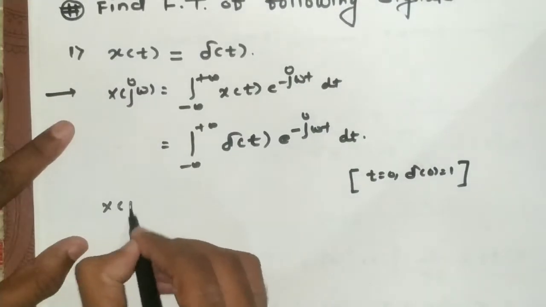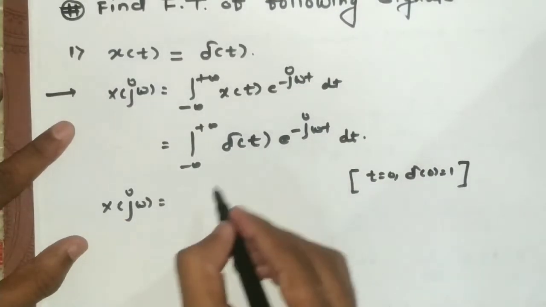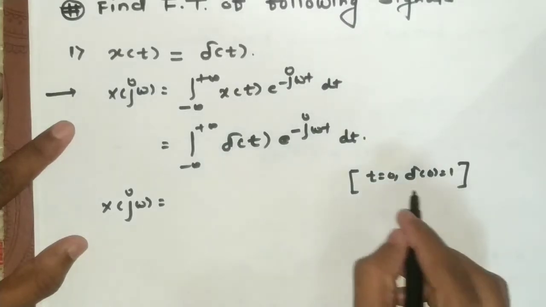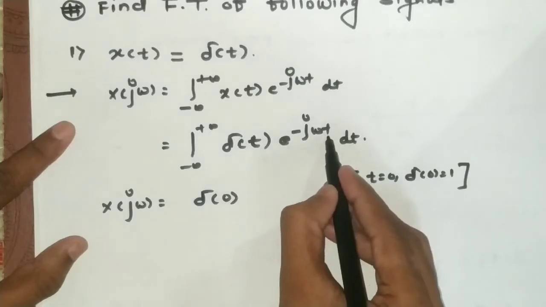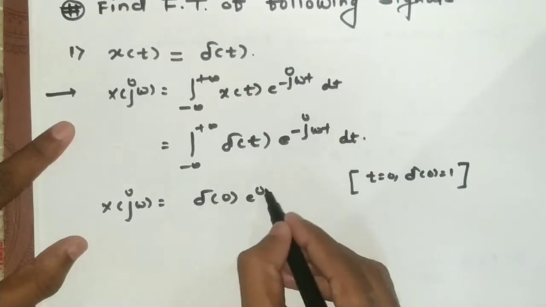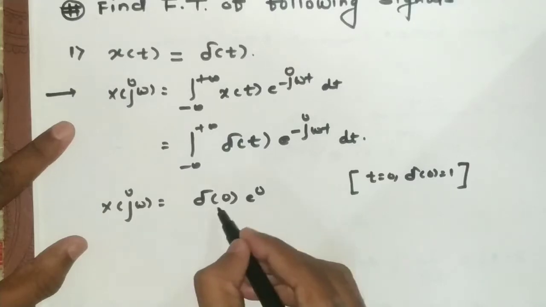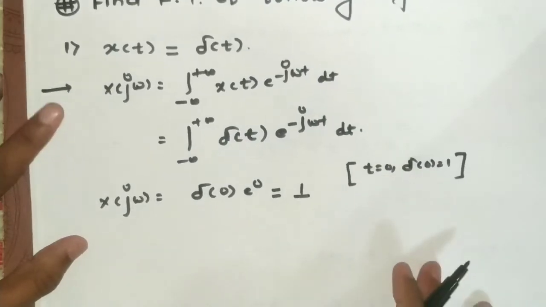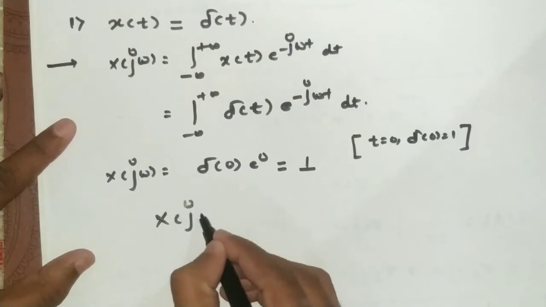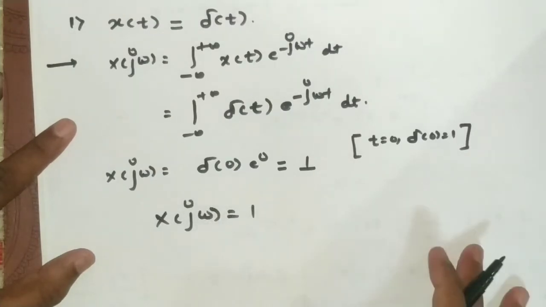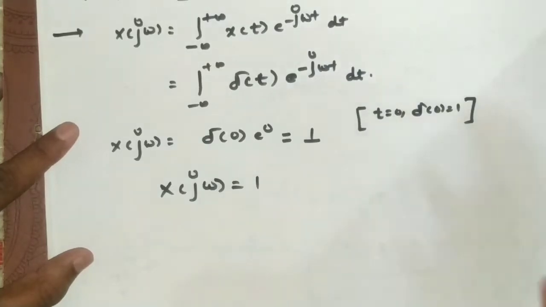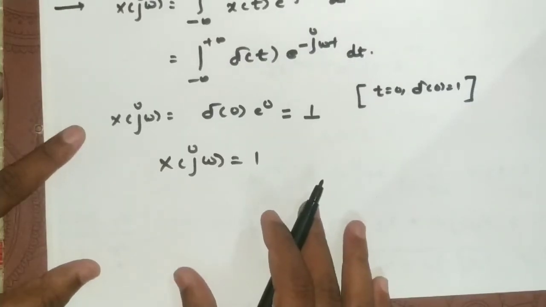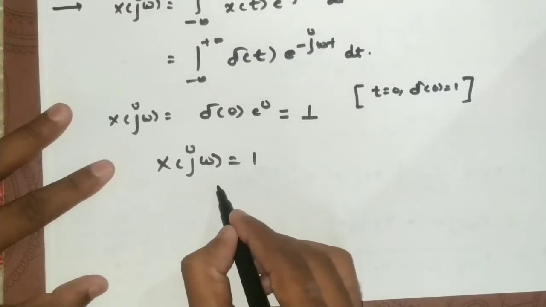Therefore we get x of j omega equal to, there will not be any integration because we have a single value of t, t equals 0, so we get the term del 0. If I put t equals 0 here, we get the term e to the power 0. Now e to the power 0 is 1 and del 0 is 1, so the product will be 1. Therefore its Fourier transform becomes 1. Now if it is 1, it is a real number, and there is no point in drawing its phase spectrum, so we only get its magnitude spectrum, and that has a value of 1 for the entire range of omega.